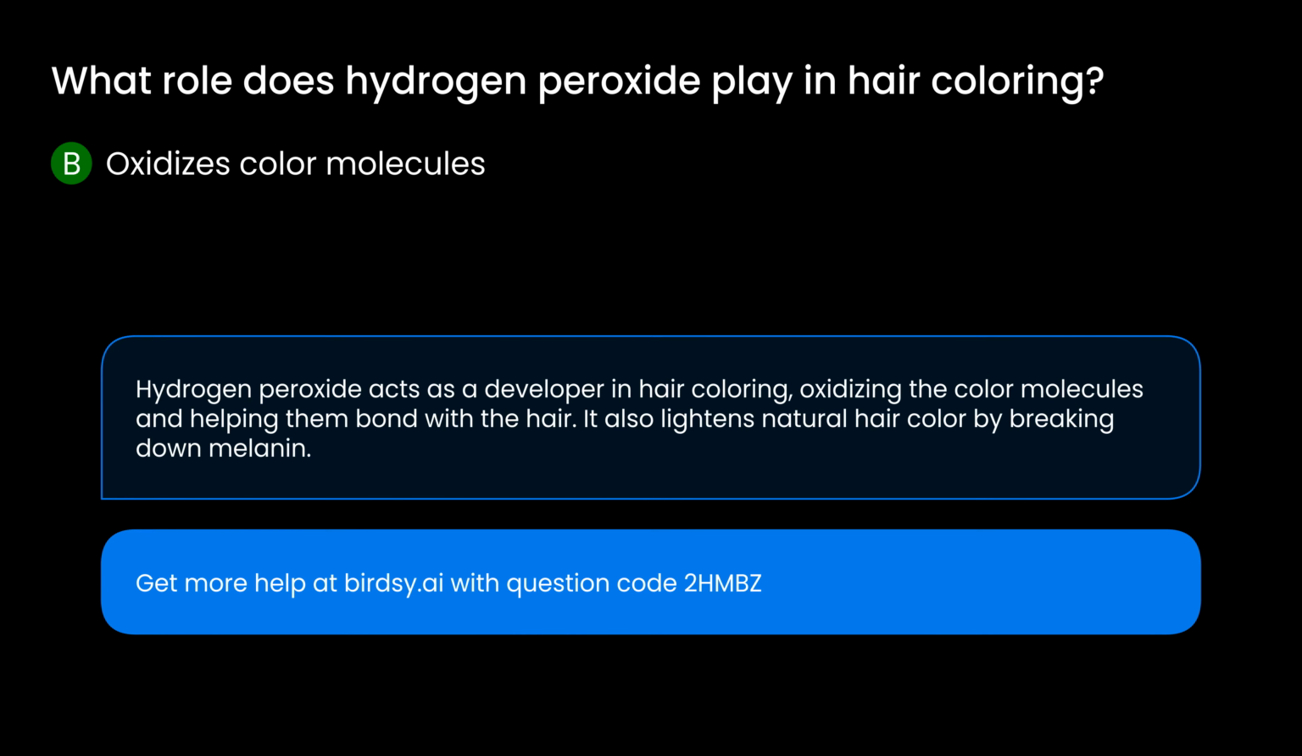Hydrogen peroxide acts as a developer in hair coloring, oxidizing the color molecules and helping them bond with the hair. It also lightens natural hair color by breaking down melanin.